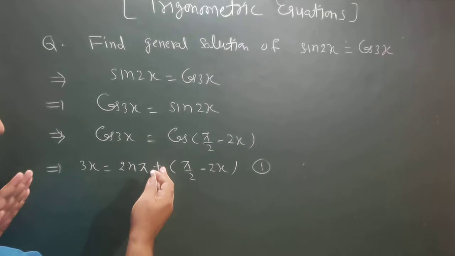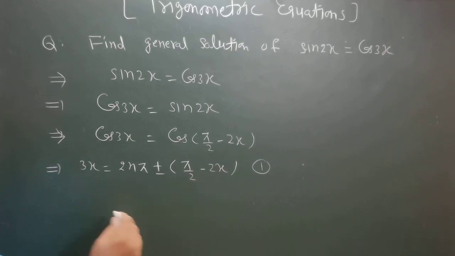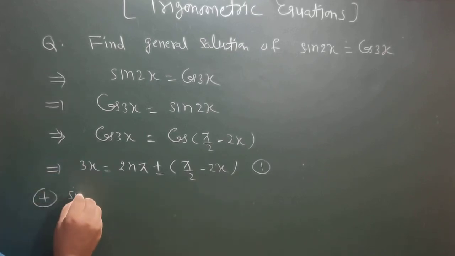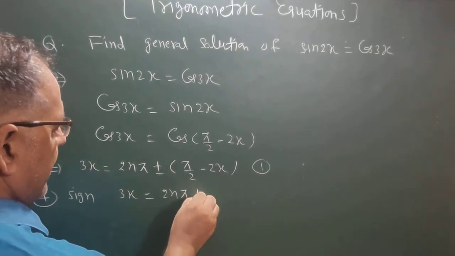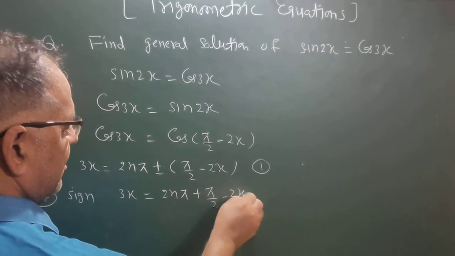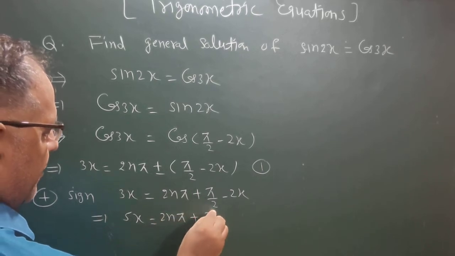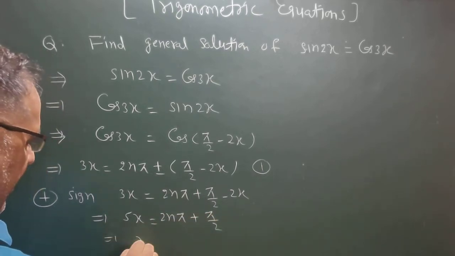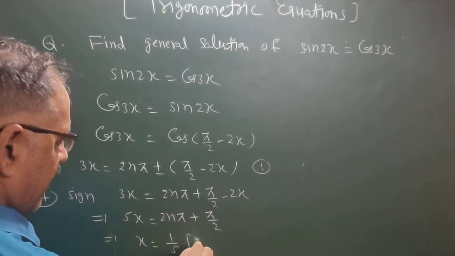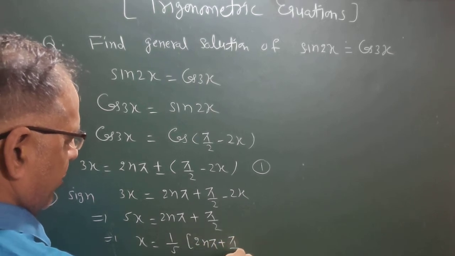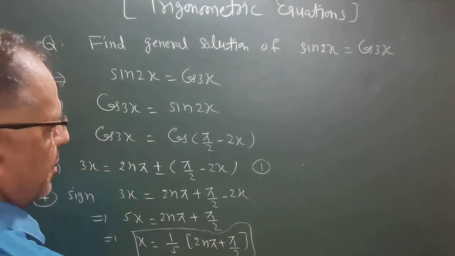This is not a complete solution of this trigonometric equation, because unknown angles are coming both the sides. Now take positive sign. If we take positive sign, this equation becomes 3x equal to 2n pi plus pi upon 2 minus 2x. After transfer, 5x equal to 2n pi plus pi upon 2, x equal to 1 upon 5 inside the bracket 2n pi plus pi upon 2. So this is the first general solution of this trigonometric equation.